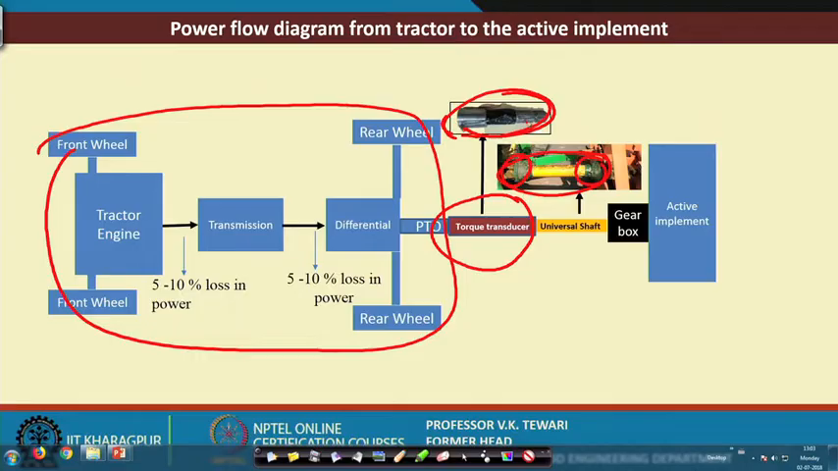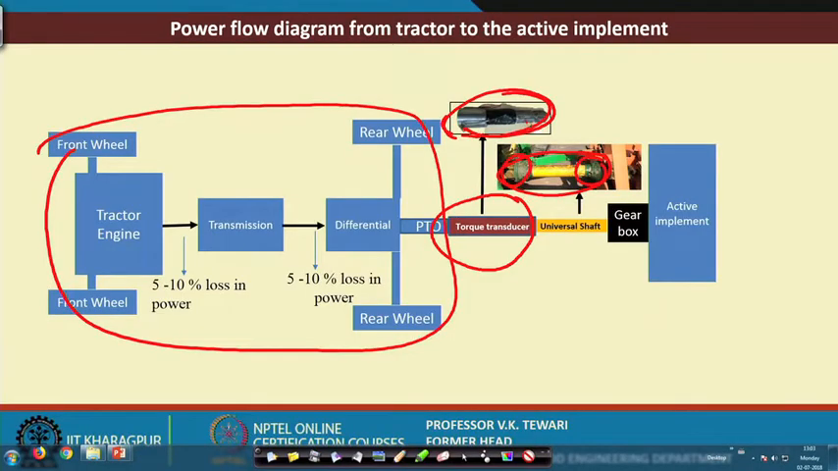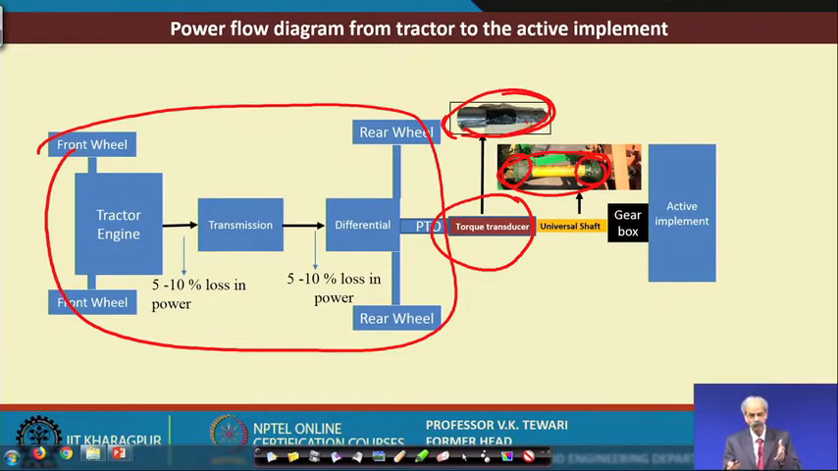For that, proper designing and simulation were done to find out what the actual length should be, where it should be, and how it should be connected. Now, particularly when we are talking with respect to PTO, we are using an active implement with this. So, let us see how it is connected.